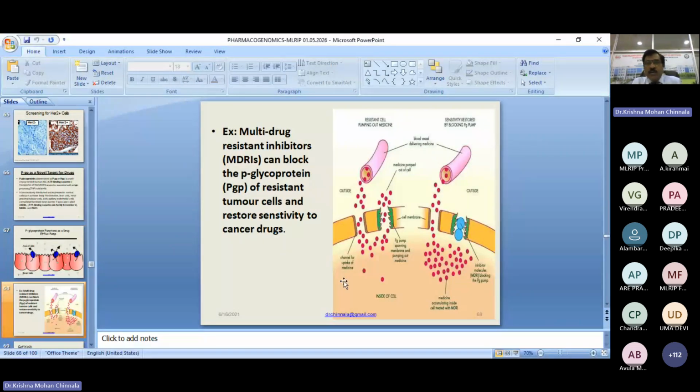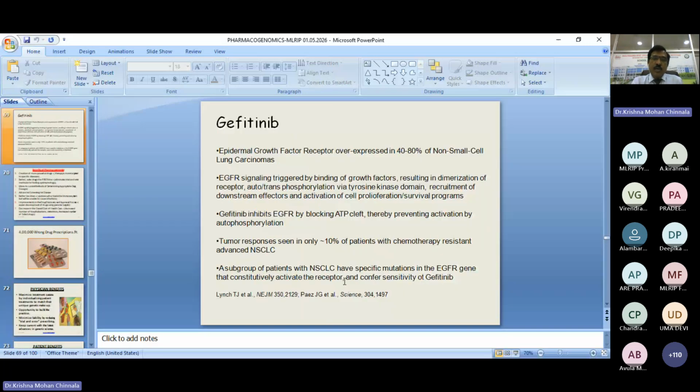And of course, if it works, you can reduce the dose also to kill the cancerous cell, instead of giving a high dose and expecting adverse drug events and all. So you can achieve this with the pharmacogenomic technology. Multi-drug resistant inhibitors can block the P-glycoprotein of resistant tumor cells and restore sensitivity to cancer drugs, right? So gefitinib is also a new product which is there in the market.